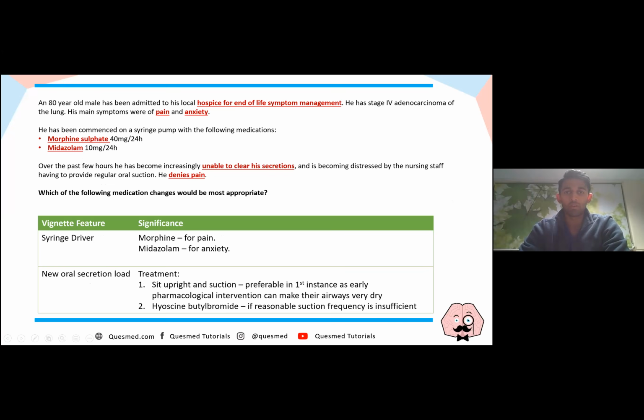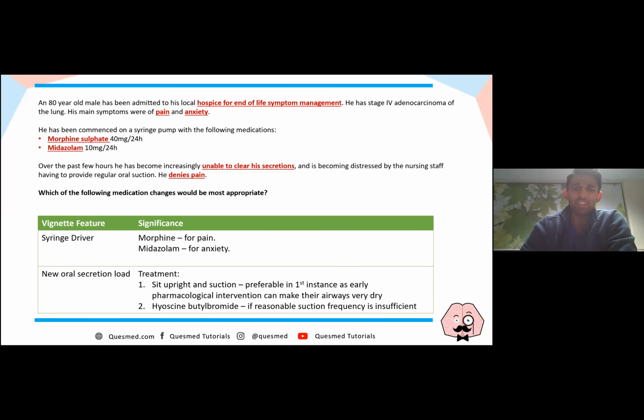So this person is at the end of life. We're focused on symptom control, and the main symptoms are pain and anxiety, and that's reflected in his syringe driver. Okay, so the morphine sulfate is for pain, midazolam for anxiety or agitation. What's new is he's got an oral secretion load.